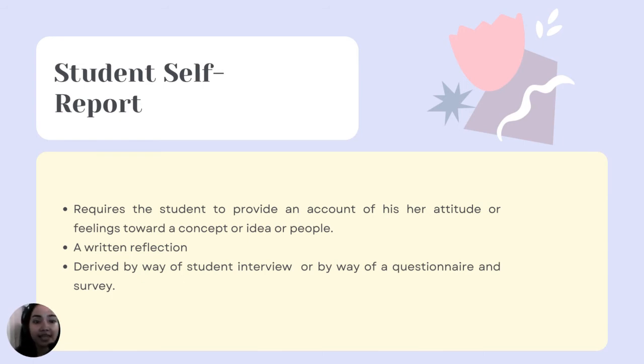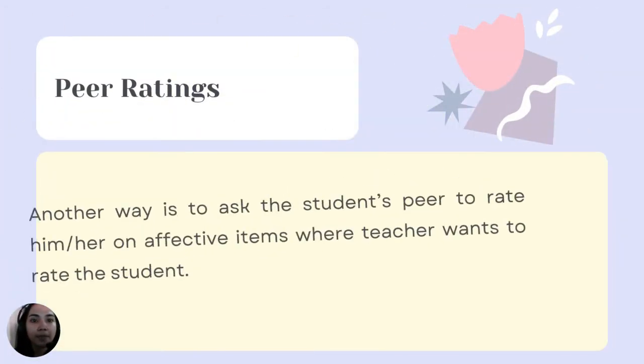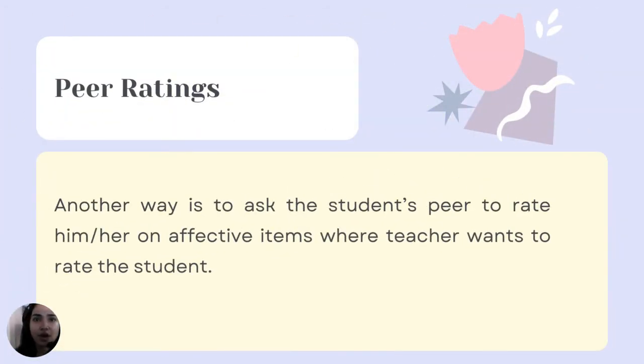Below, in the next slide, are the examples. So, peer ratings. How else may a teacher know if a student is realizing the intended learning outcome in the affective domain, other than the teacher observing the students or the student making a report about himself or herself? Another way is to ask the student's peer to rate him or her on affective items.